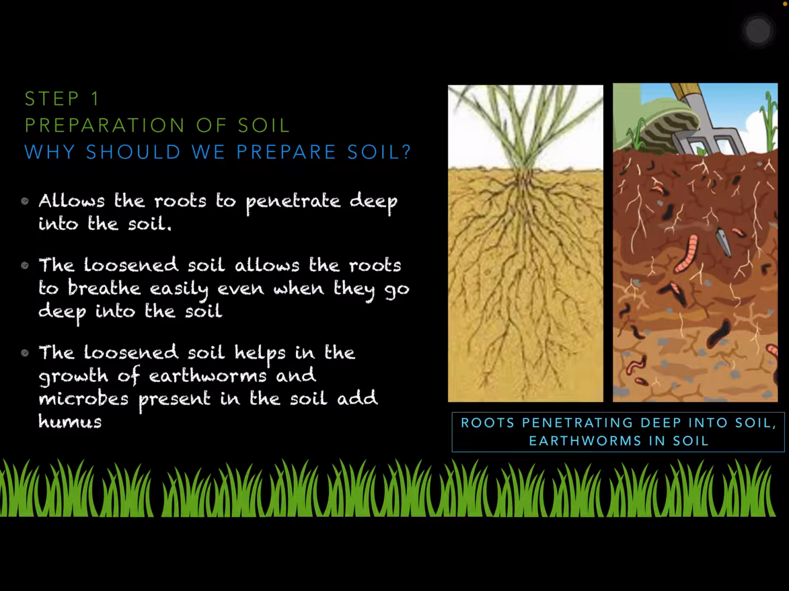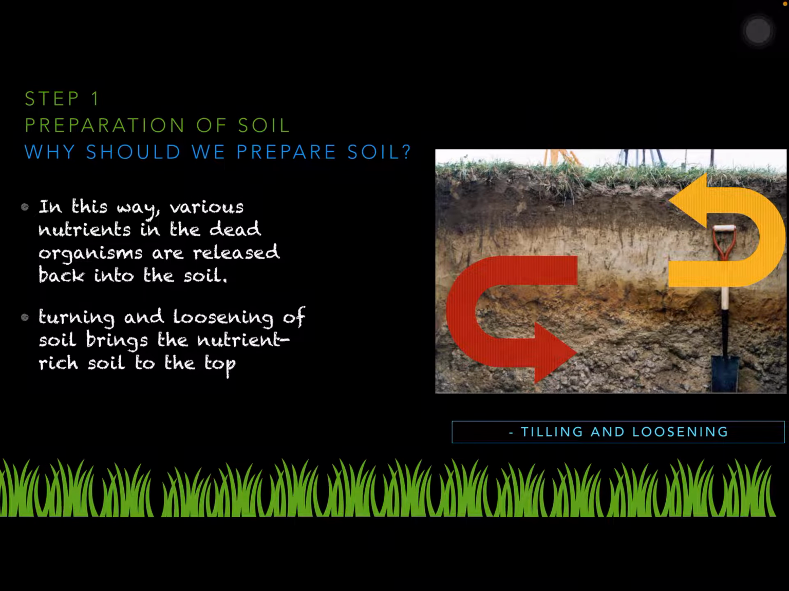Why should we prepare the soil? In this way, various nutrients in the dead organisms are released back into the soil. Turning and loosening of the soil brings the nutrient-rich soil to the top, as we discussed earlier, right? See, the nutrients below go up and the nutrients above come down, so that the fresh humus soil goes up and acts as a fresh manure or fresh fertilizer for the plant to grow.